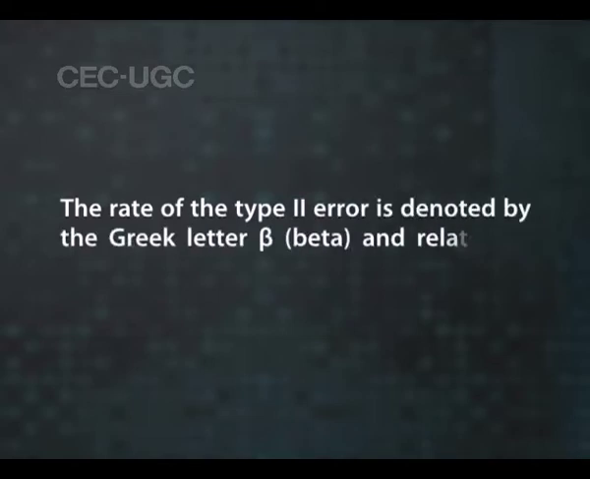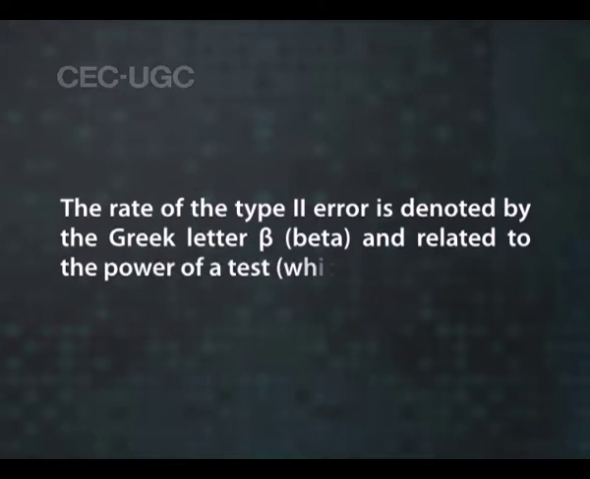Type 2 error can be viewed as the error of excessive skepticism. The rate of the type 2 error is denoted by the Greek letter beta and related to the power of a test, which equals 1 minus beta.